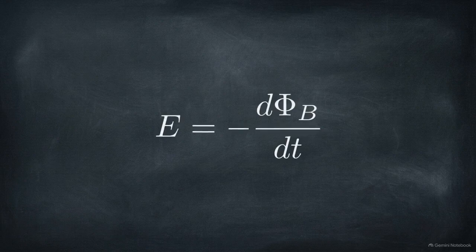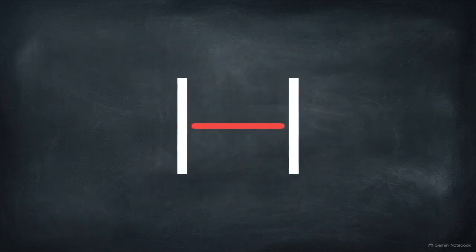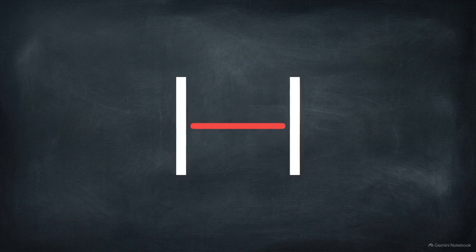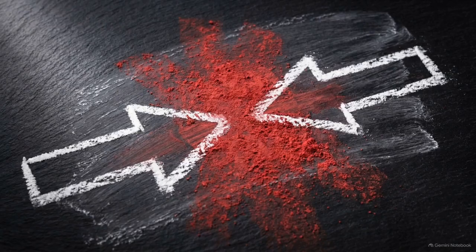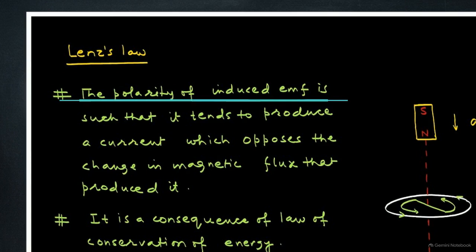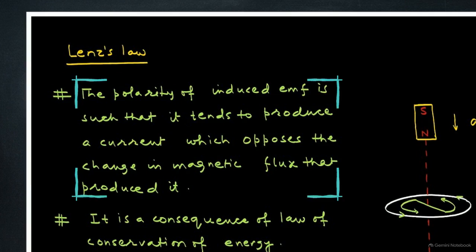Notice the negative sign at the front of the equation. This is a strict physical constraint on the direction of the force, not an arithmetic quirk. This constraint is known as Lenz's law. Reading the definition here, Lenz's law dictates that the induced current will always flow in a direction that creates a secondary magnetic field to oppose the original change that produced it.